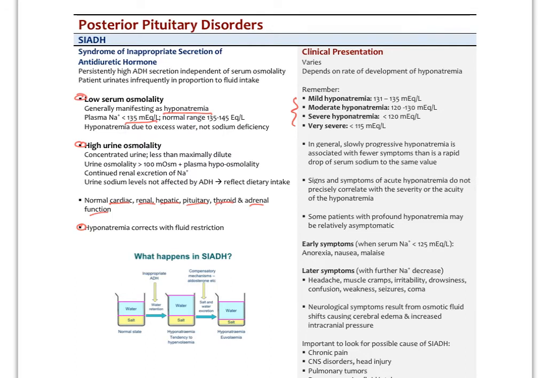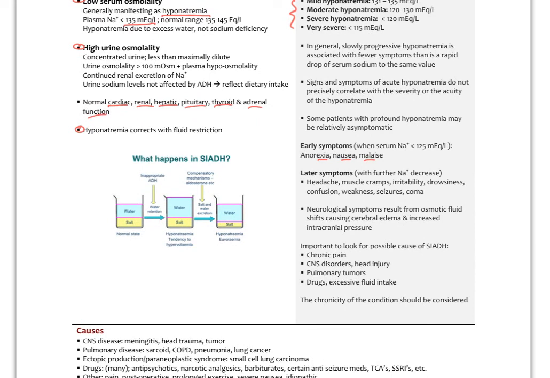But with acute, you're going to see more signs. When the sodium levels go below 125, you can see anorexia, nausea, real general malaise. And then as they decrease further, we might see headaches, muscle cramps, irritability, drowsiness, confusion, weakness, seizures, even coma. Essentially the brain cells, the neurons, are swelling within a closed space, and that's going to increase the intracranial pressure. So we may see some papilledema with that too.